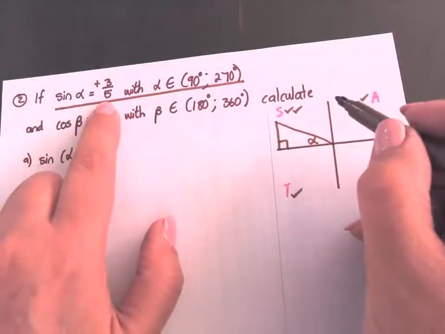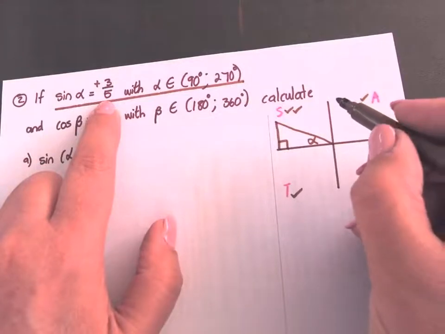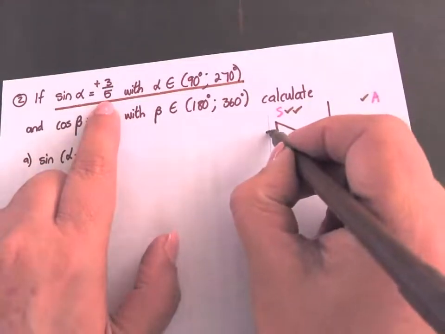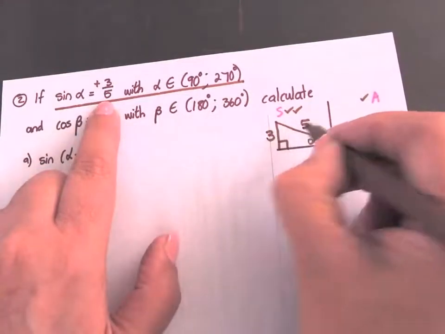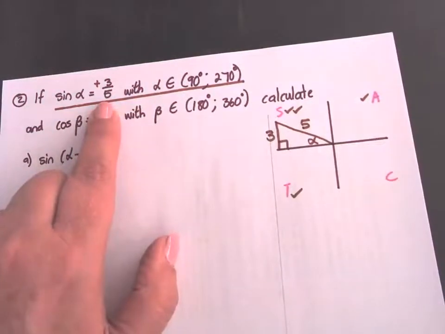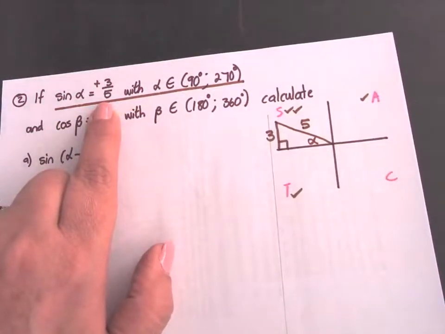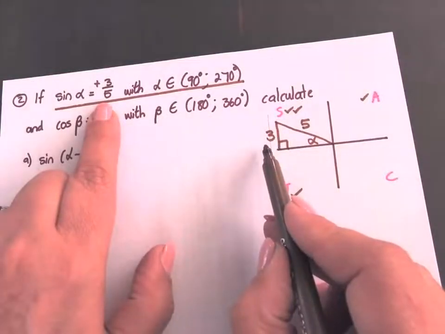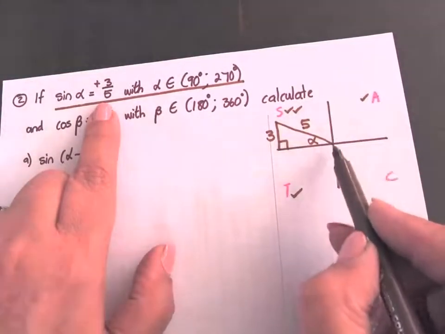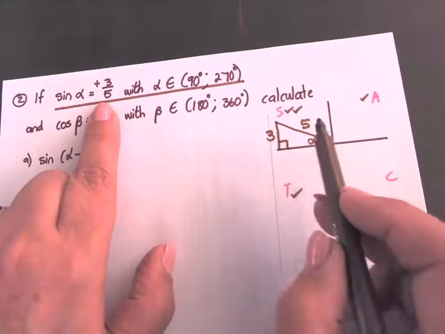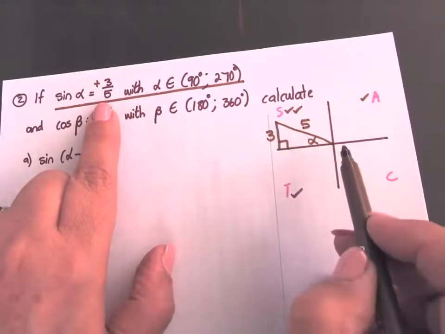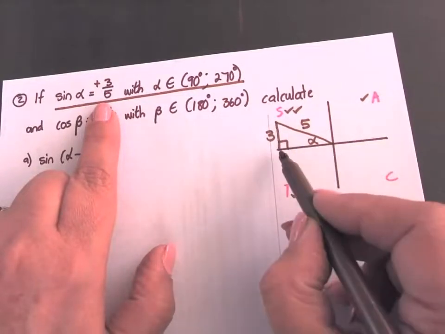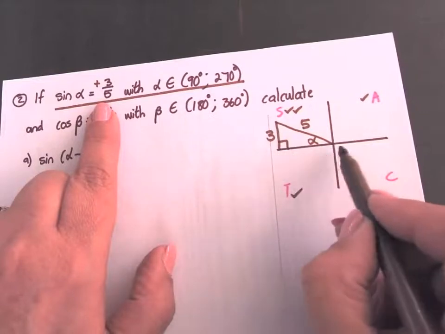Sine is opposite over hypotenuse. Quickly look if you need to put in a negative somewhere. The 3 is a positive because it's y and it's above the x-axis. The hypotenuse is always positive and we need to work out x.